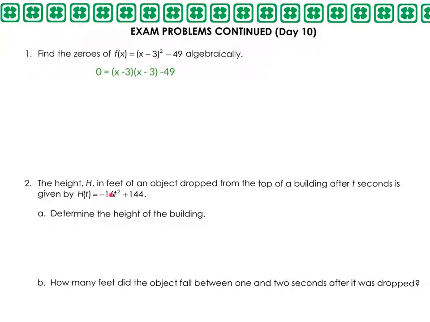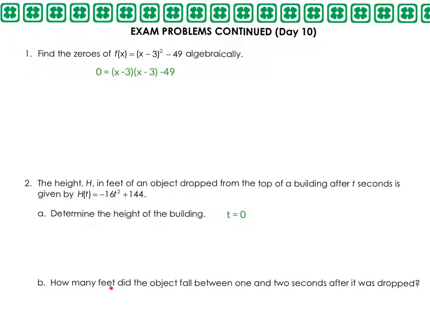Number 2 says the height h in feet of an object dropped from the top of the building after 2 seconds is given by this equation. Determine the height of the building. Well, we know that we're dropping an object from the top of a building. So if I want to know how high the building is, then how much time has passed in order to find that? Well, 0 time has passed, because if I'm 0 seconds from dropping the item, it'll be at the highest it was, and that's the top of the building. So for this, you're going to set t equal to 0. Then you will substitute in 0 in place of t and solve for your height.